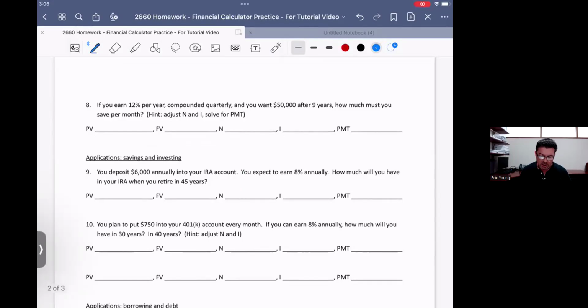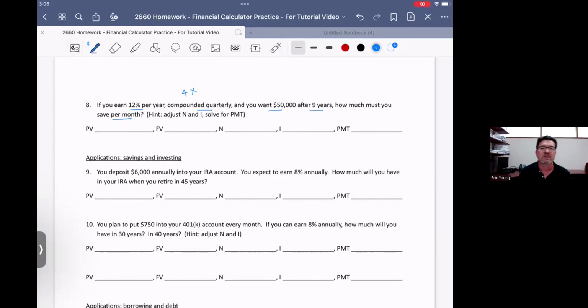Another extension. You can earn 12% per year. It's going to compound quarterly. So that means that we're compounding 4 times a year. And you want $50,000 in 9 years. How much must you save per month?